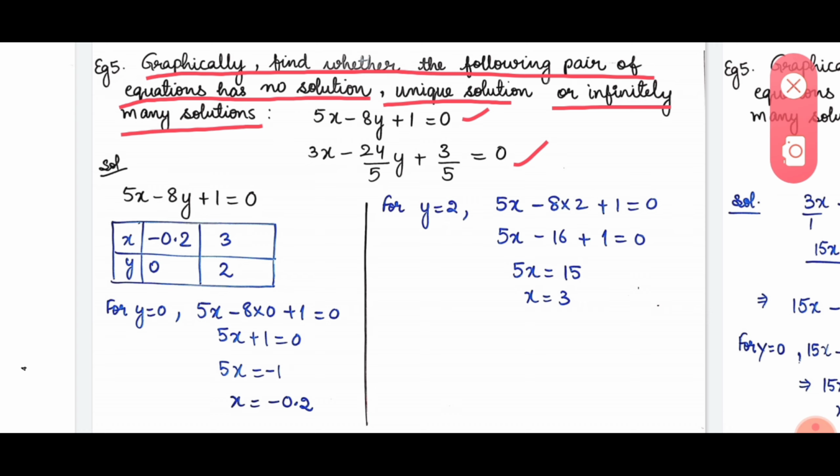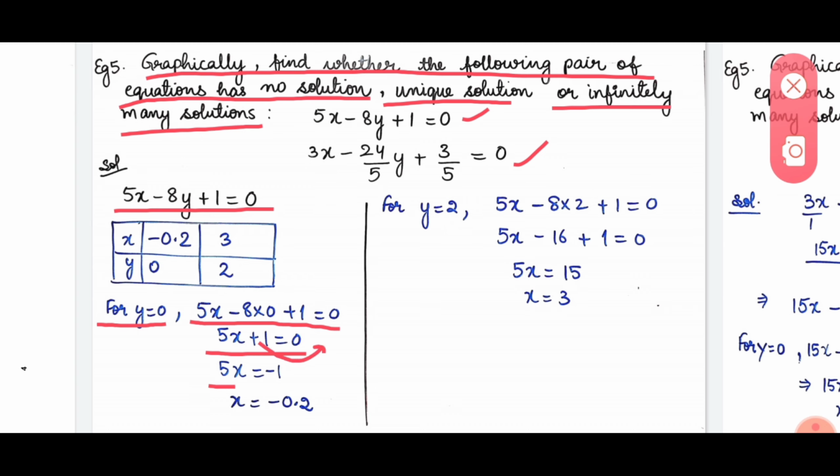So let us find the points to plot, right? The first equation is 5x minus 8y plus 1 equals 0. Let us put the value of y as 0 here. For y equals 0, you will get 5x minus 8 into 0 plus 1 equals 0, or 5x plus 1 equals 0. Then 1 will go to the right hand side.